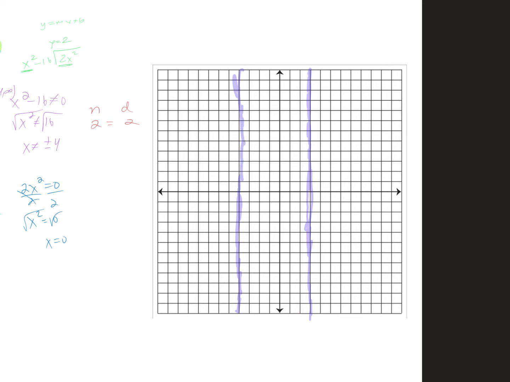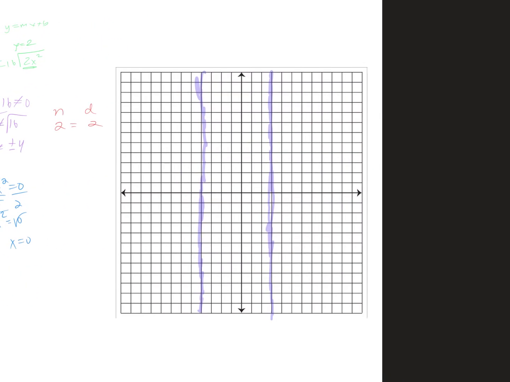Where is your horizontal asymptote? Y equals 2. So it's right here. And where are your intercepts? They both happen to be at 0. Okay, so right here. Now, I don't want to zoom in too much because then we kind of lose the perspective of the graph. Yes, ma'am?